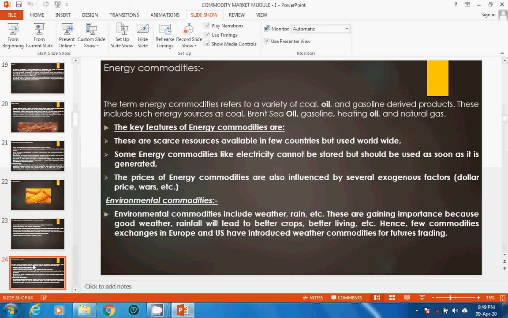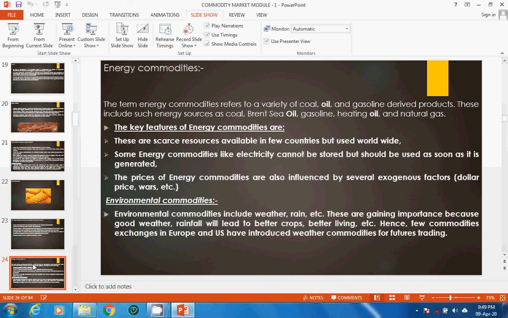Some of the energy resources like electricity cannot be stored but should be used as soon as they are generated. The prices of these commodities are also influenced by several exogenous factors like the price of the dollar and the wars happening between countries. At that time the prices will be fluctuating. Take the example of oil prices, which fluctuated during the time of the Gulf War.